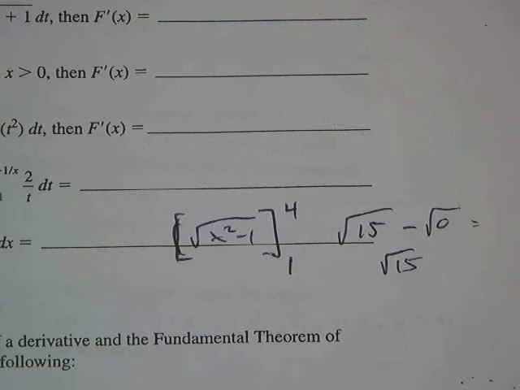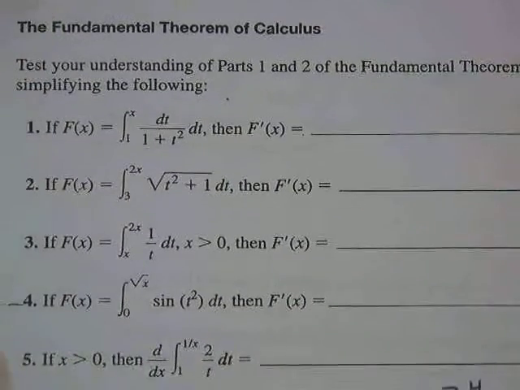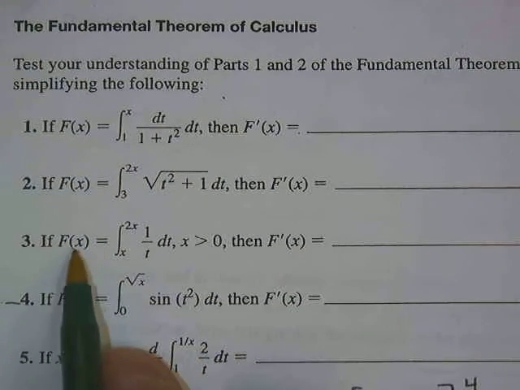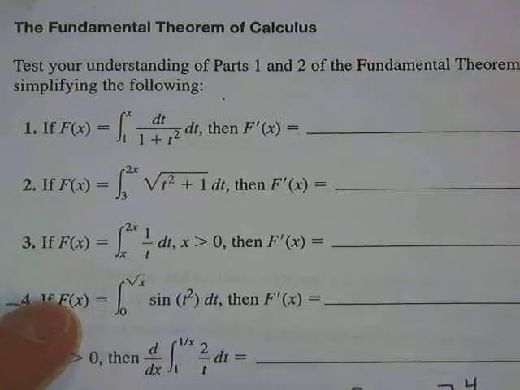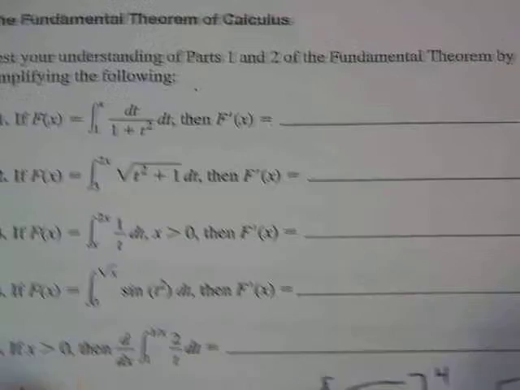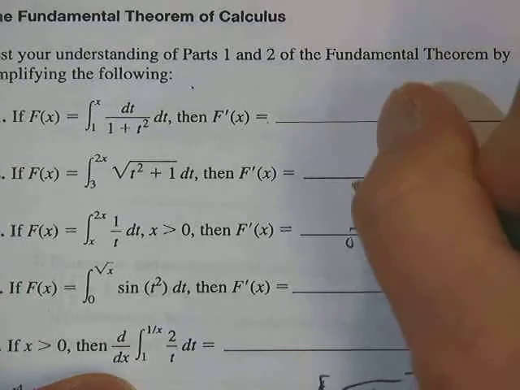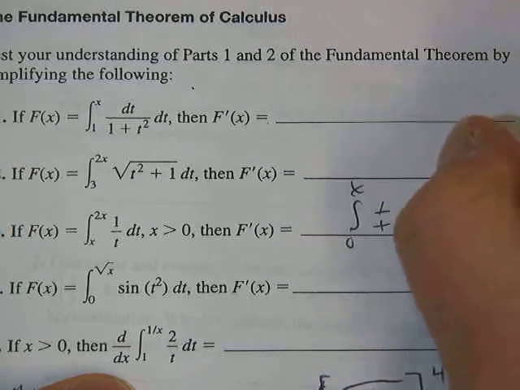Anything else on the 5.4 worksheet? Jeff? And number 3, we have, again, an f function that we have to find the derivative of. And so ultimately we have 2 variable limits. So remember what we want to do to remedy that is we want to write the first one from 0 to x of 1 over t dt.